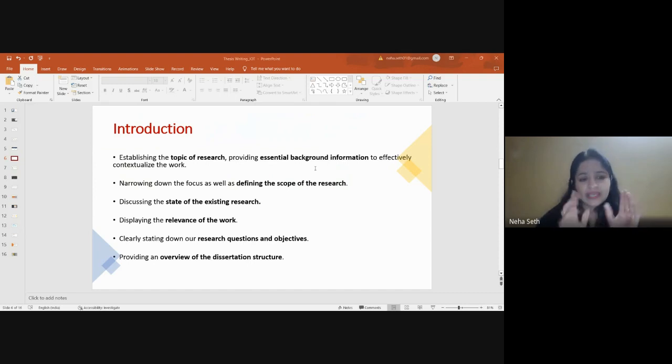In this portion of our thesis, the introduction chapter, we try to introduce the reader to the topic of our research, its relevance, its purpose, its motivation, why we are doing this work. Because it provides a brief insight to the reader about what and why we are doing this. So this introduction chapter should be framed in such a manner that it establishes our topic of research. It provides the clear-cut background of the topic on which we are doing our research work.